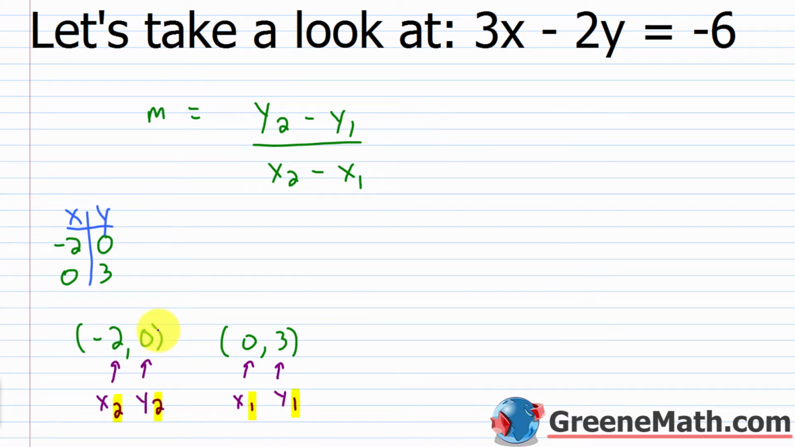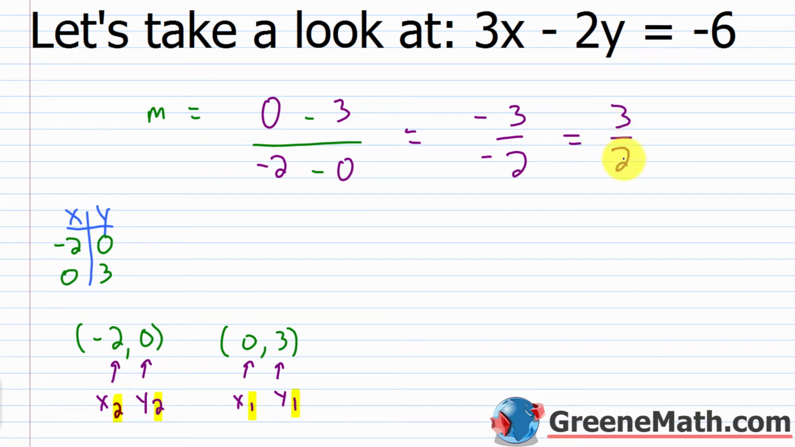So now that we've got that covered, we just plug into the slope formula. Y sub 2 is 0, so I'm just going to erase this and put a 0. Y sub 1 is 3. Erase this and put a 3. X sub 2 is negative 2, so erase this and put negative 2. And then x sub 1 is 0, so erase this and put a 0. So 0 minus 3 is negative 3. Negative 2 minus 0 is negative 2. Negative 3 over negative 2 is 3 halves. So what does this mean, m equals 3 halves?